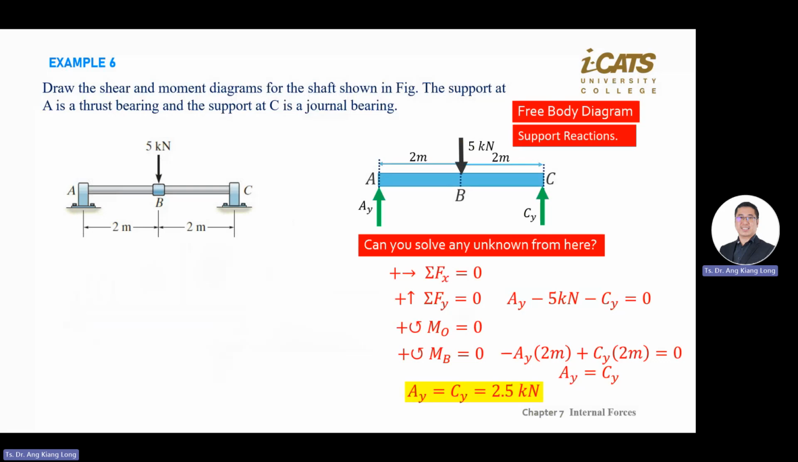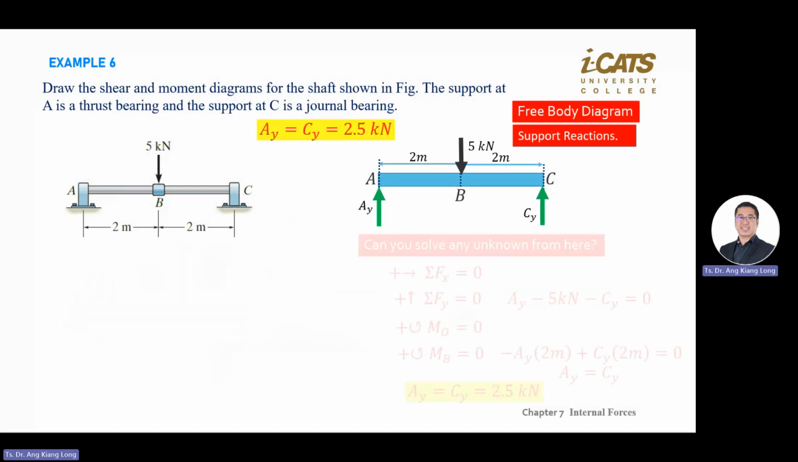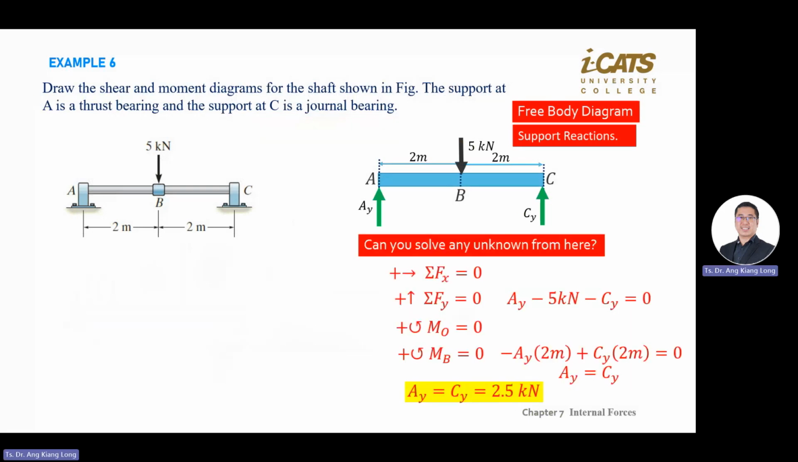Okay, so from here, you know AY equal to 2.5. So from here, you know AY. Okay, so this one minus CY is wrong. It should be positive. Wrong notation on my slide. Okay, but anyway, our focus is not on this one for today.